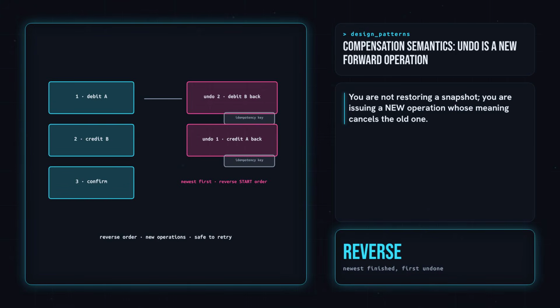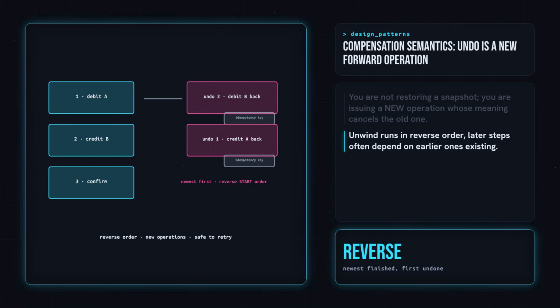First, a compensation is not a restore. The debit happened. It is in Bank A's ledger forever. The compensation is a brand new operation, a credit for the same amount, whose business meaning cancels the first. The ledger shows both entries. The books balance, history is not rewritten, it is answered. That is why the pattern survives contact with commit-only APIs. Compensations only need the same interface the forward step used.